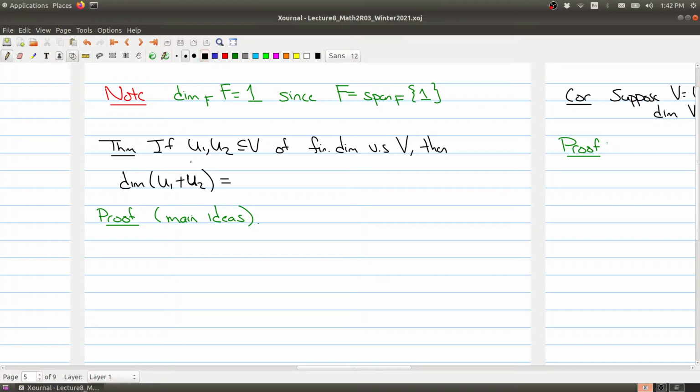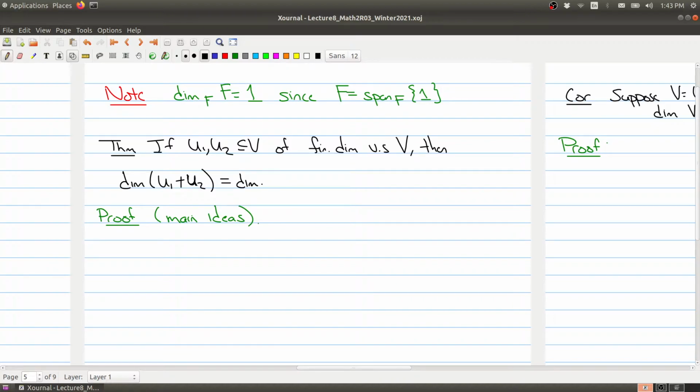Here's the statement. Let's say we have two subspaces, U1 and U2, inside of V, a finite dimensional vector space. Then we take the sum of those two subspaces. The question is, how big should that new subspace be? Can you determine that information from the two subspaces you started with? There happens to be a formula in this case.